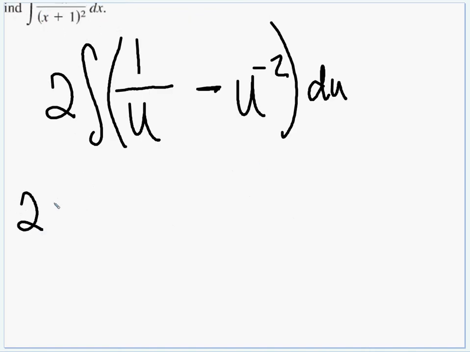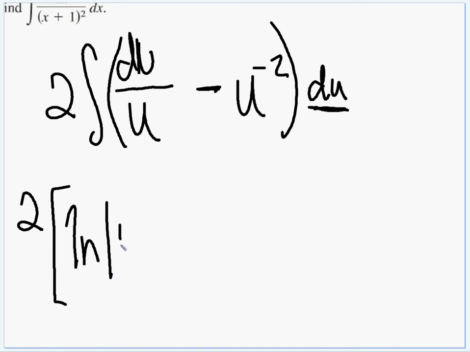Okay, 2 is a constant multiple. That'll come along for the ride. Now here we've got 1 over u, but remember this du is also attached to that. So we could write that as du over u, and it's in log form. We're ready to antiderive that one. So that's just going to become the natural log of u, whatever our denominator was.